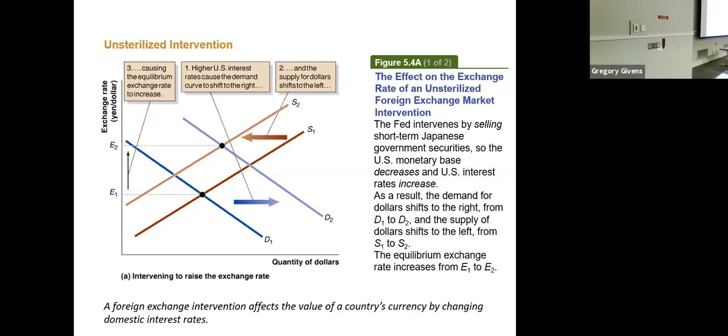Because in this example, interest rates in the US go up relative to Japan, the demand for dollars coming from the rest of the world goes up, but the supply of dollars originating in the US goes down because everybody wants to invest in US assets in this case, not just domestically, but also abroad. The dollar strengthens as a result of that.